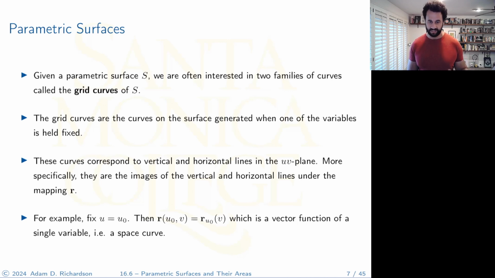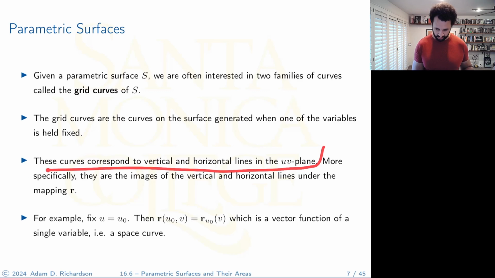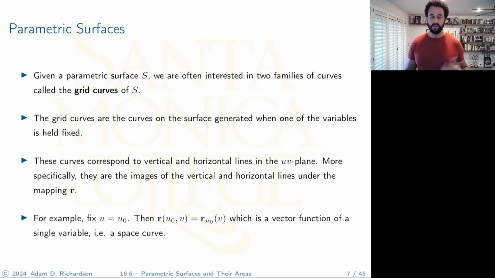But the basic idea is this. How do I say this? Well, okay. So these curves correspond to vertical and horizontal lines in the UV plane. But I feel like this is a little more descriptive right here. So more specifically, what we're looking at is the images of the vertical and the horizontal lines under the mapping R. So essentially do this.